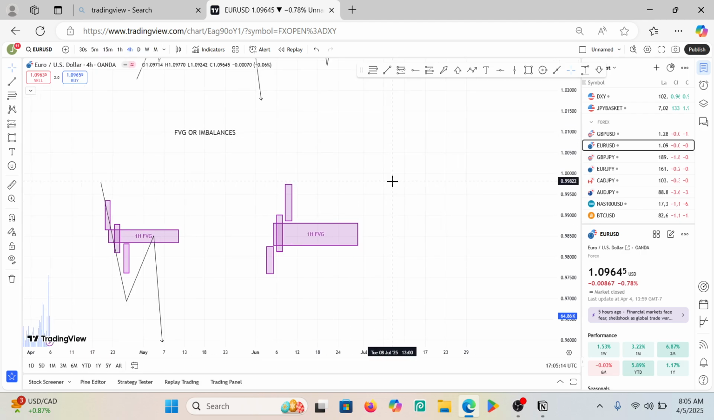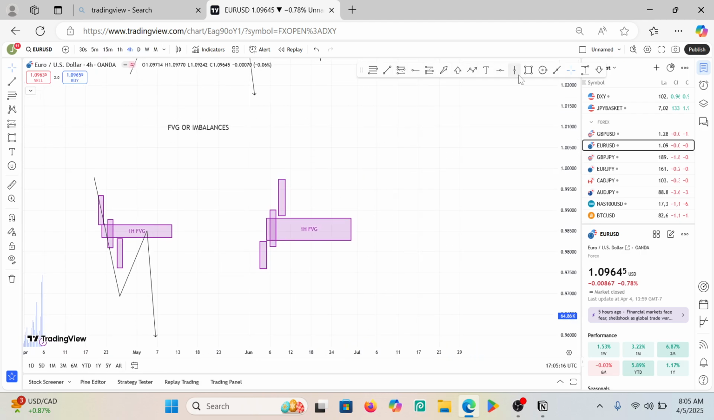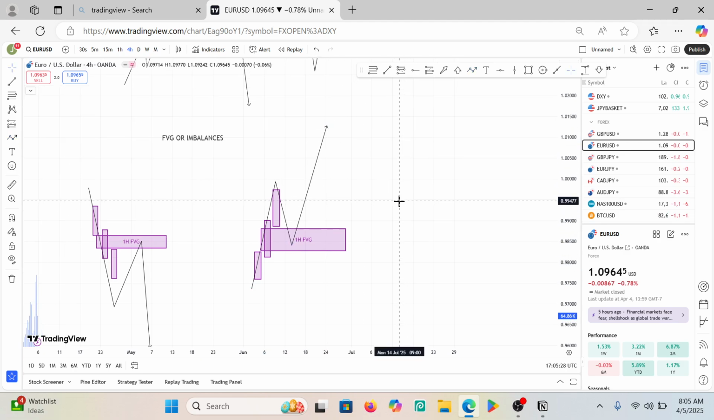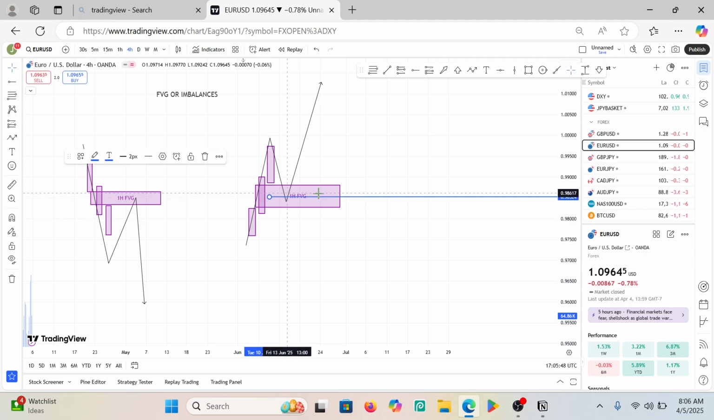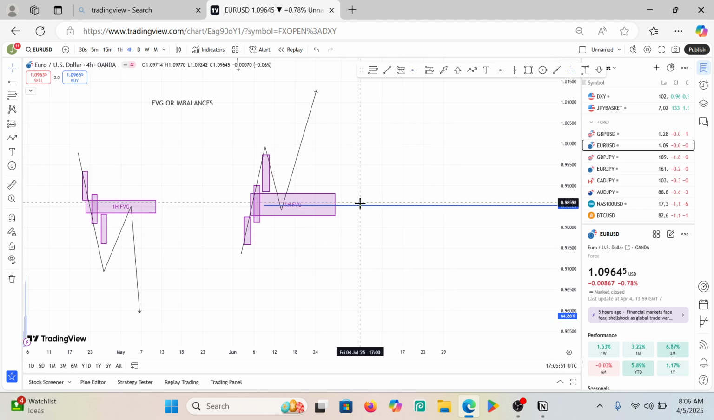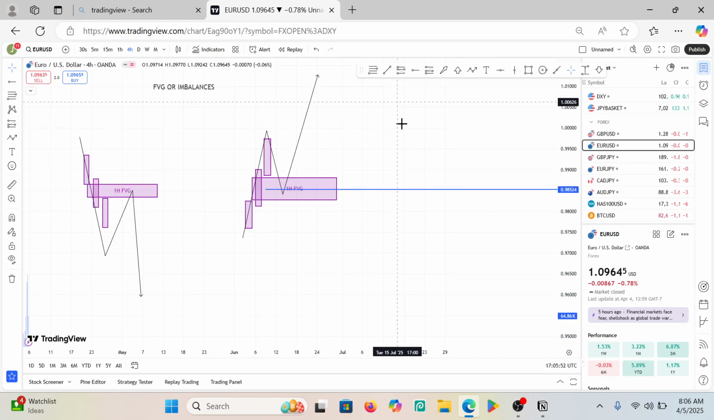You can call it a 1 hour FVG. The market was recently on an uptrend. You wait for a retracement into a fair value gap, or an imbalance. After a retracement, you can place your buying opportunities, your buys, into the 50% of that FVG. That's a fair value gap.